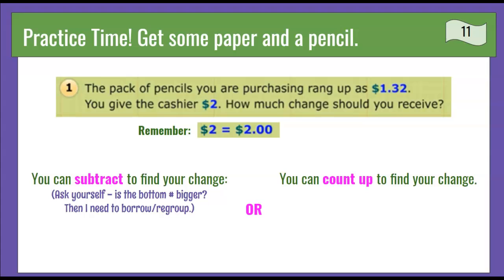Okay, it's practice time. Get some paper and a pencil out. It's your turn to do all the work. Here we go. Number 1. Pack of pencils you're purchasing rang up as $1.32. You gave the cashier $2. How much change should you receive? Remember that $2 needs to be written as $2.00. You can use one of two strategies. You can subtract to find your change. Ask yourself if the bottom number is bigger. Or you can count up to find your change. Either or, but go ahead and solve it.